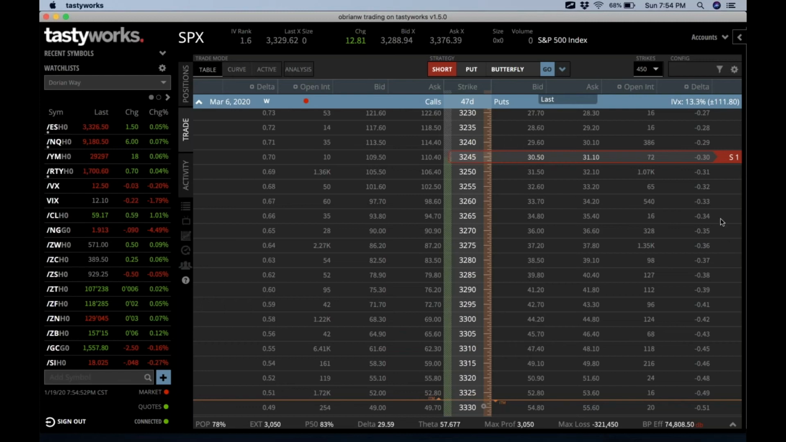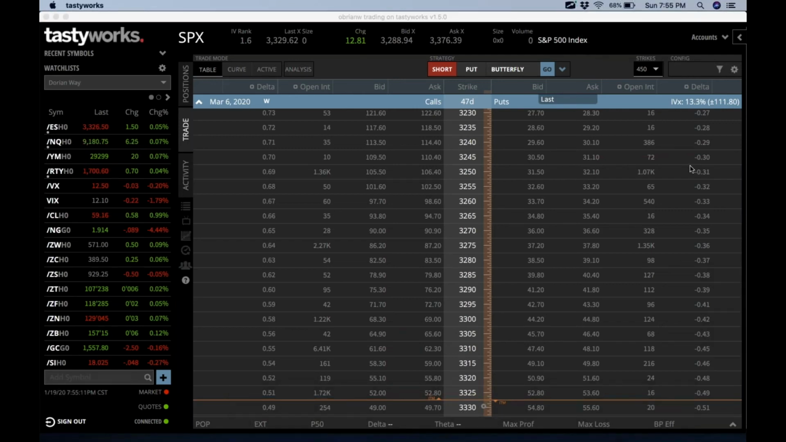All right, so that is the probabilities of delta. Let's discuss a few more things about delta. As I discussed, delta measures how much you would make or lose based on a 1-point move. So for example, you can also look at delta this way.